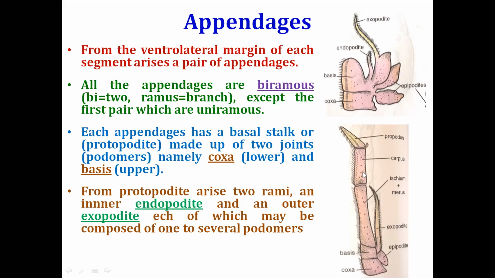These two branches, the endopodite and exopodite, may have several segments or they may be made up of a single segment. These different segments are known as podomeres. If there is one segment, there is one podomere. If there are two segments, then two podomeres, three podomeres. Here propodus, carpus, ischium, merus, they are basically the names of different podomeres. Okay, so it is clear. This is the basic structure of the appendages which are present in the prawn.